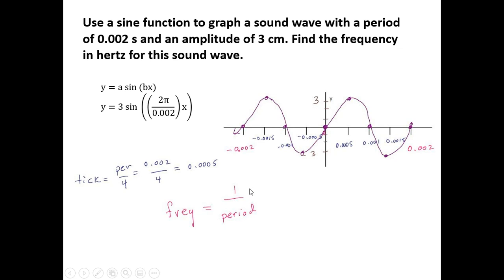What is my frequency? 1 divided by the period. We said the period is 0.002. So the frequency is 1 divided by 0.002, which is equal to 500 hertz. So that would be the frequency. So this graph would go up and down 500 times in 1 second.